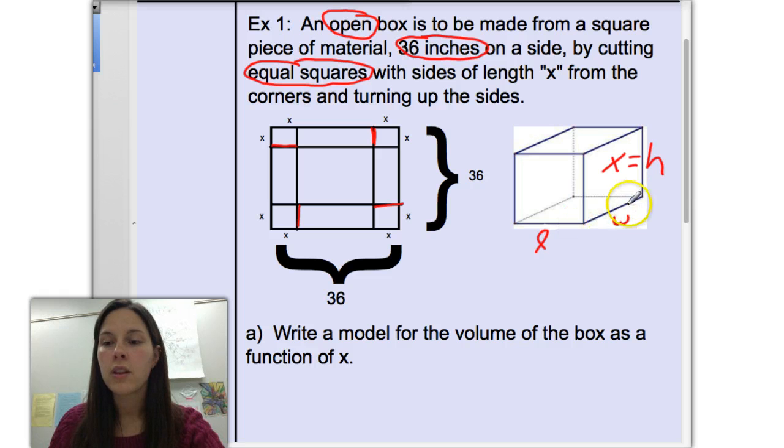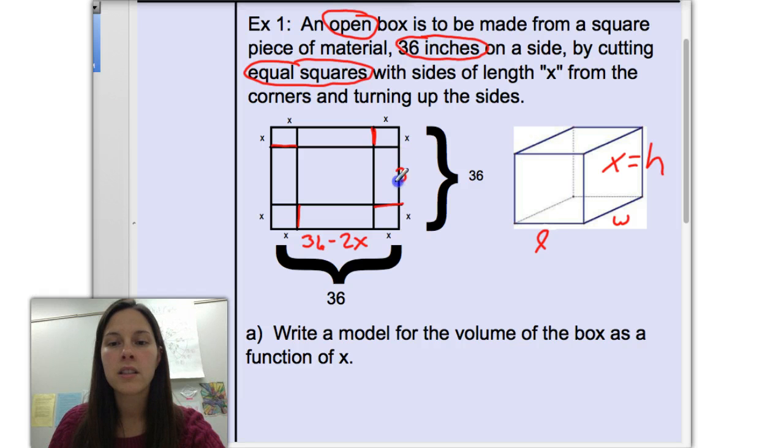The length and the width will be the dimensions of the bottom. This piece that's left inside is the bottom, so we need to figure out the length and the width. So I've got this sort of set up for us. We know that the original square was 36 inches, and we cut out or subtracted 2 x's from each side. So what's left is the 36 minus the 2 x's. Same thing here. The length was 36. We knew it was a square, and we cut out or took off 2 x's.